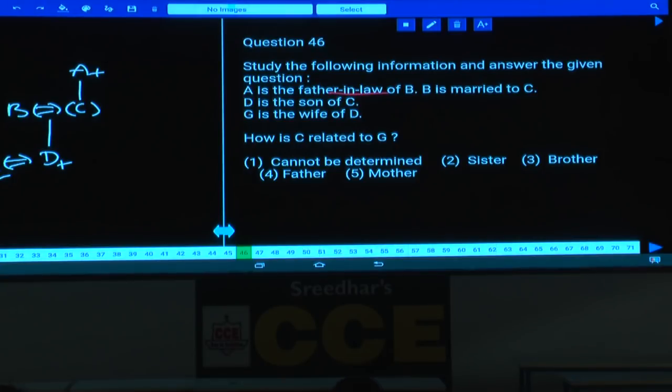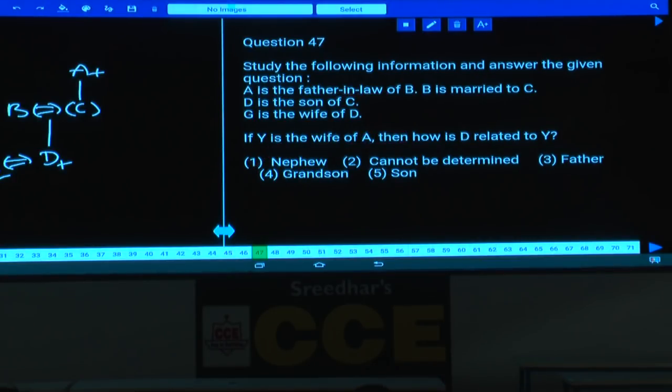Then, how is C related to G? Tell me here. How is C related to G? G's husband's father or mother. Now the gender of this C is not known. If C is a male, father-in-law, or if C is a female, mother-in-law. And the answer, the gender of this person cannot be determined. The answer could be either father-in-law or mother-in-law, cannot be determined, choice 1.